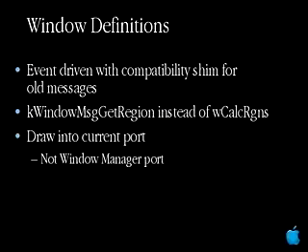With window definitions, the story is pretty much the same. We have a Carbon event-driven model for window definitions with a compatibility shim for old messages. And there are some changes to the old messages as well. There's a window message get region, which works pretty much the same. We ask you for a specific part of the window, and you return to us a region, and then we decide how to associate that region with the window.